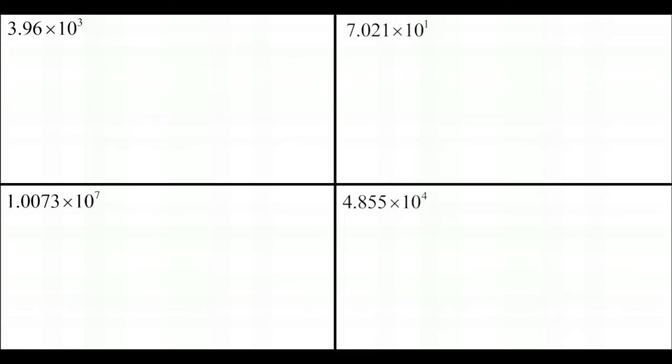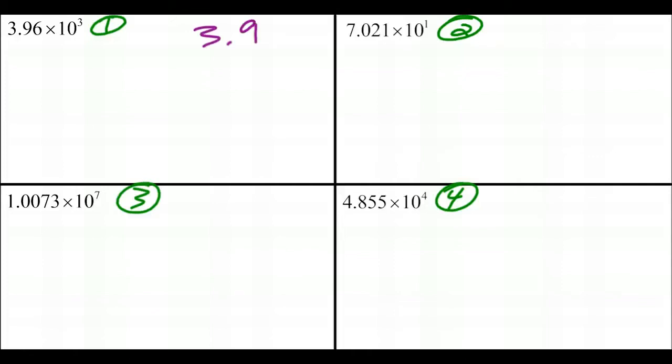3 and 9,600 times 10 to the third, which we'll call number 1. Number 2, 7 and 21 thousandths times 10 to the first. Number 3, 1 and 73 ten thousandths times 10 to the seventh. And 4 and 855 thousandths times 10 to the fourth for number 4. So, we'll go through number 1 and number 2 by multiplying through by the powers of 10. And then for number 3 and number 4, we'll just move the decimal point. But we'll show both for 1 and 2.